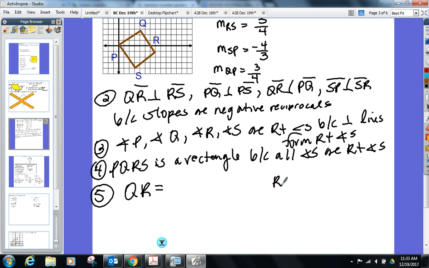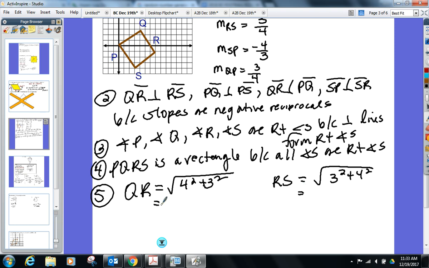QR, RS. What formula will I need to show they're congruent? Distance or Pythagorean theorem, yes. Just to pick up the pace a little bit, QR, 1, 2, 3, 4, 1, 2, 3 will be 4 squared plus 3 squared underneath. I'll do the math for you. You're welcome. And RS will be 1, 2, 3, 4. Where's R? Oh, right there. 1, 2, 3, 1, 2, 3, 4. 3 squared plus 4 squared. You guys figure out the values now for me.